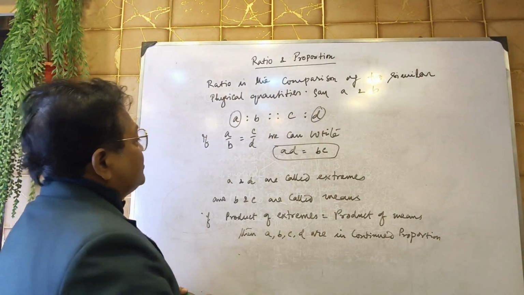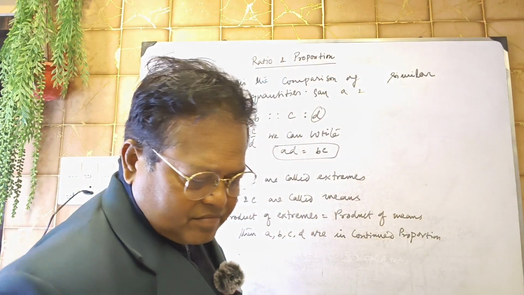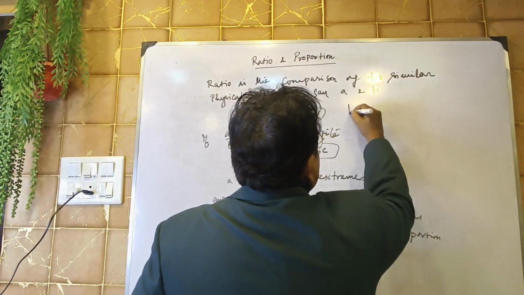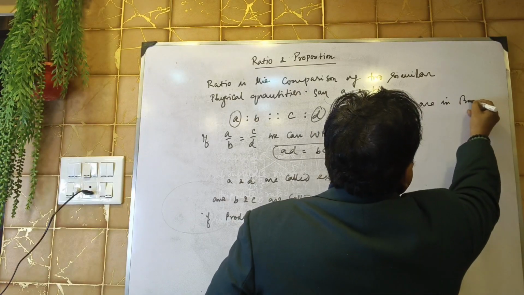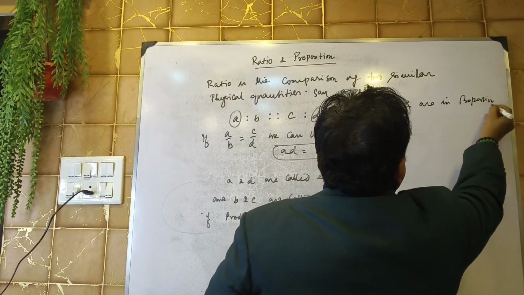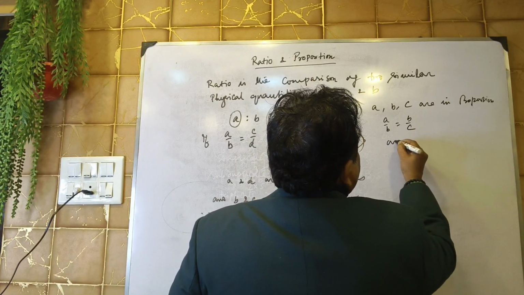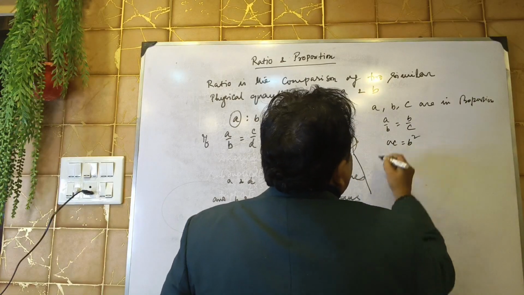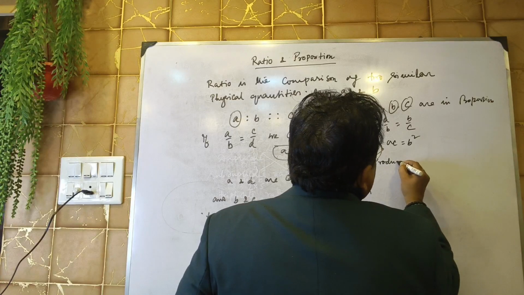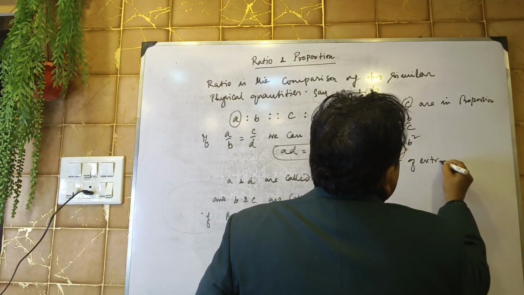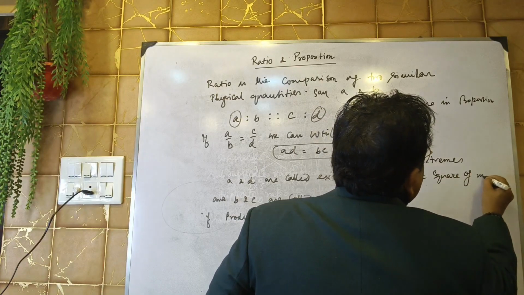But if three numbers are in proportion. Suppose A, B, C are in continued proportion, that is A by B equal to B by C. Then we will write that AC is equal to B square. So we can write that A and C are the extremes and B is the mean. So the product of extremes is equal to the square of the mean.